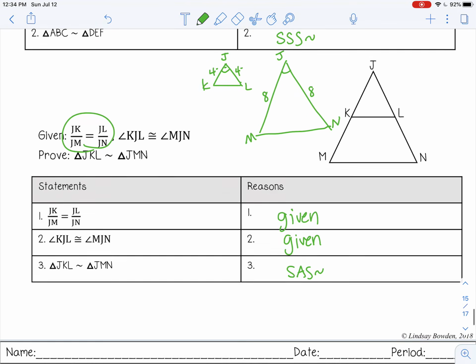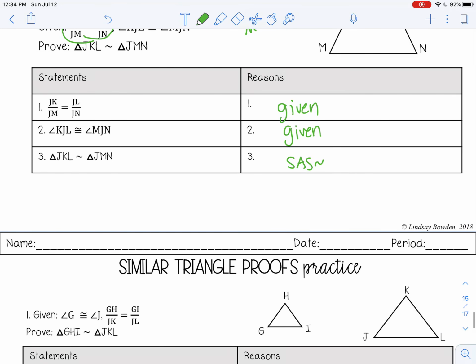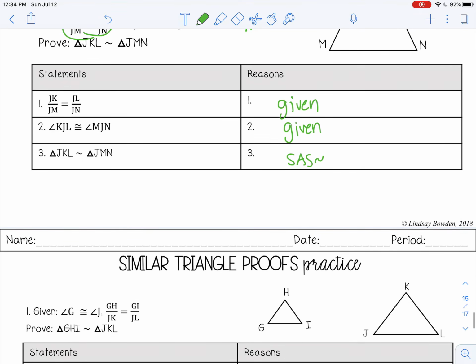All right, you can go ahead and stop the video now and complete similar triangle proofs, practice, and check it with your teacher.